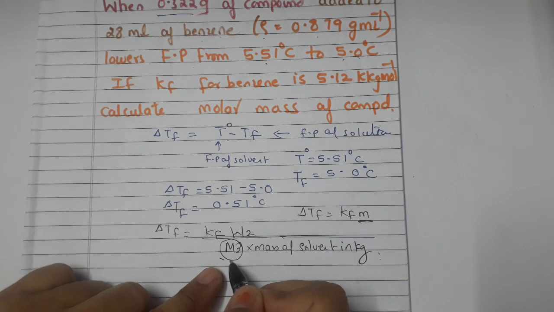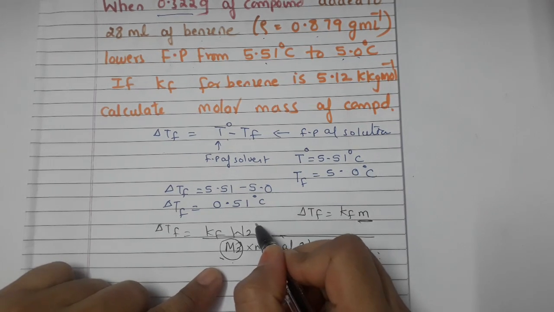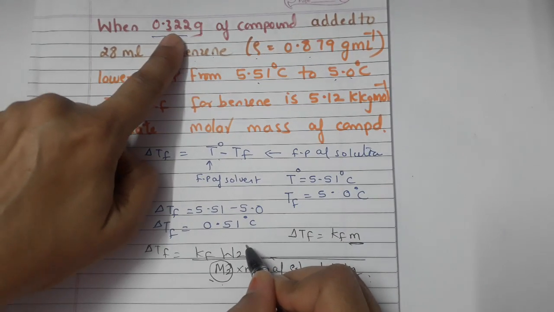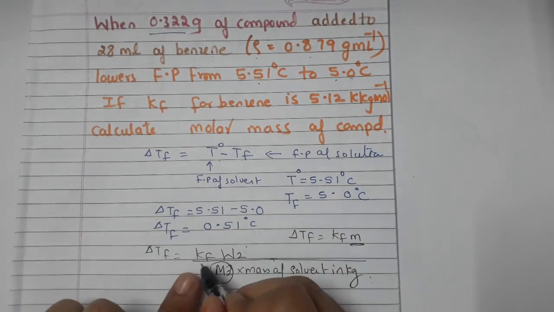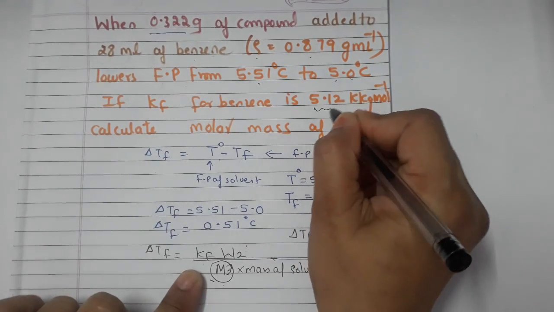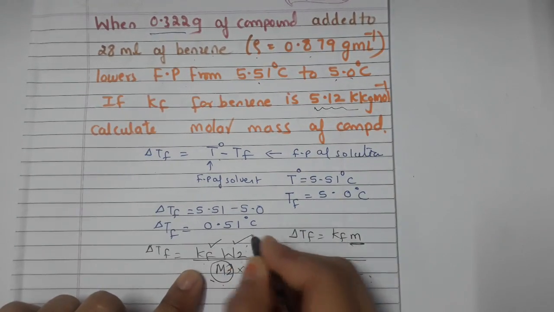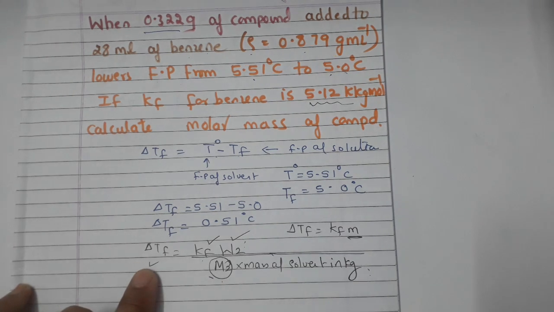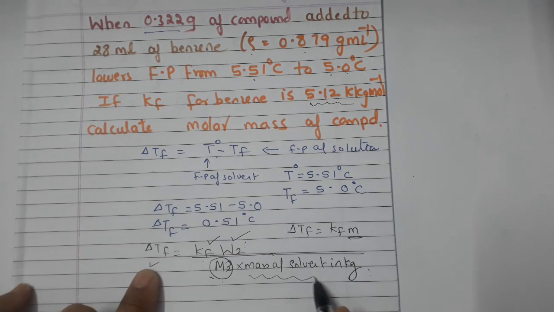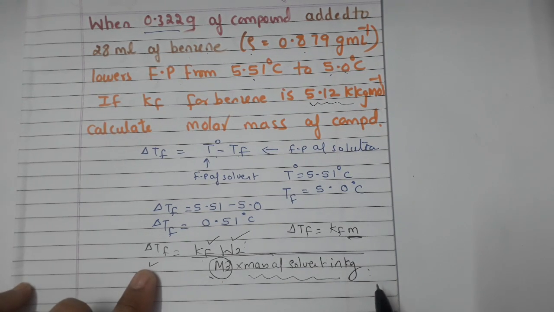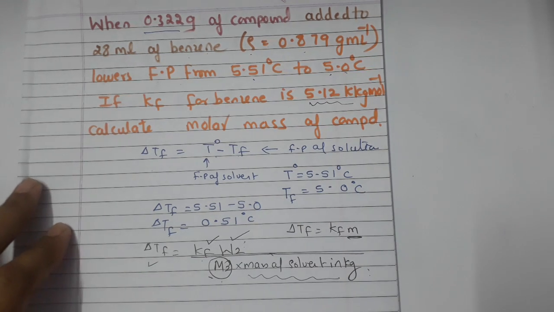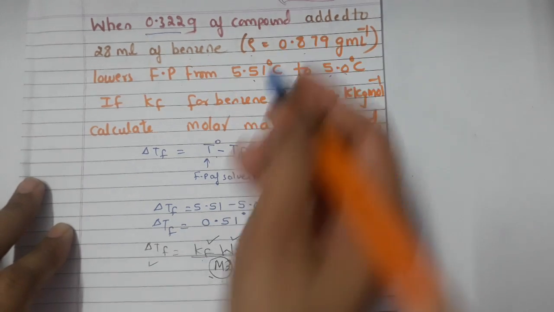Do we have W2 with us? Yes, we have W2 with us. It is 0.322 gram. Do we have Kf with us? Yes, Kf is also given. So this is there, this is there. In fact, delta Tf also we are having. Now we have to find out the mass of the solvent in kg. How are we going to find it out? For this, they have given us the information of density.